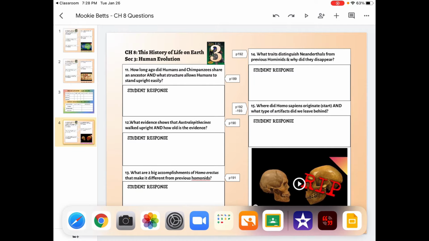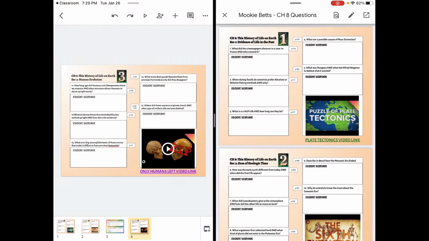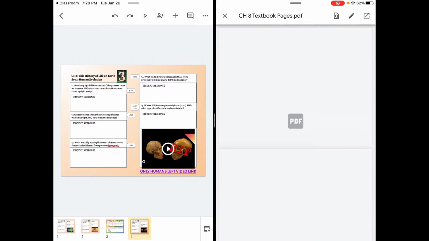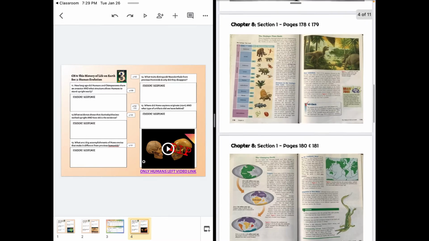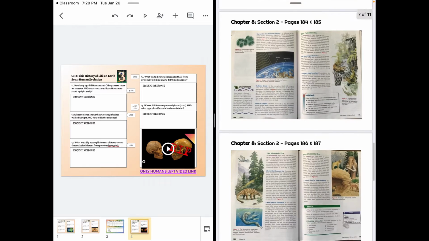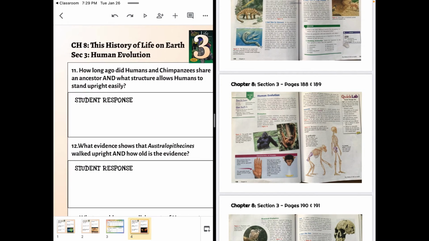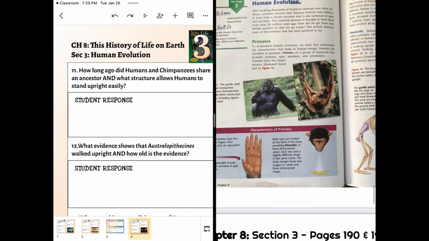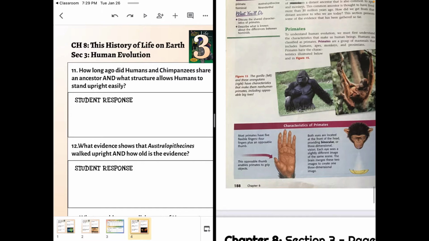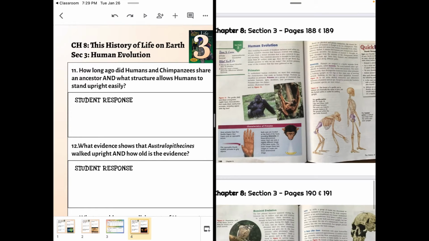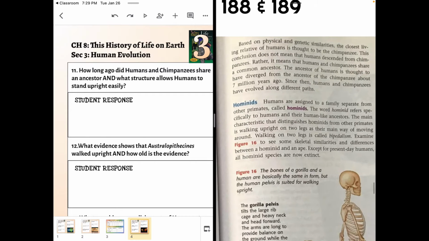So I want to split screen with the textbook if I'm doing slide 3. So I'm going to pull up Google Classroom next to the slides, X, down arrow, and the red textbook document. I'm going to go to section 3, which is about human ancestry. All right, so question 1, how long ago did humans and chimpanzees share an ancestor? So humans and chimps are both primates. We have some traits in common, like opposable thumbs and forward vision, but this chimp-human question is actually on this page, and we're looking for a year.